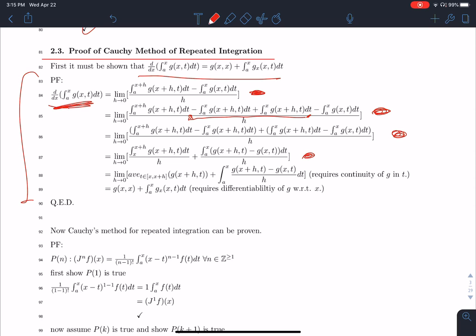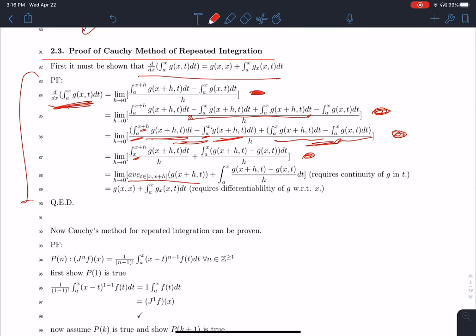To get to this line, notice that this is an integral from a to x plus h, and this is an integral from a to x, and it's the same thing inside of the integral. So if I take the difference of these, I get an integral from x to x plus h. And on the right-hand side, all I do is I combine these integrals.